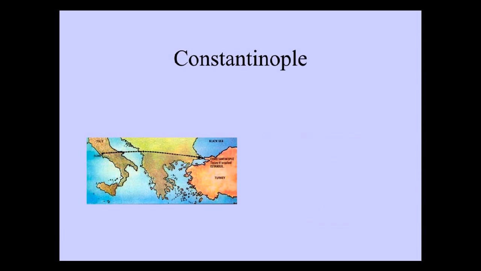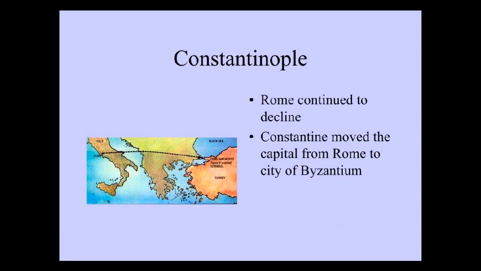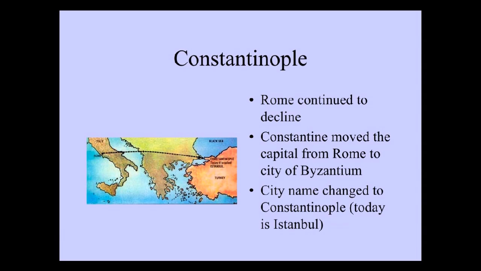City of Constantinople. It's a good map showing where it is today in what is today Turkey. City of Rome continues to decline, so Constantine keeps the empire together, but moves the capital from Rome to the city of Byzantium. The city of Byzantium is changed, the city name, to Constantinople, city of Constantine. When the Turks take it over in 1453, they name it Istanbul, and that's what it's called today. It's the largest city in Turkey, but it is not the capital. The capital of Turkey is Ankara.